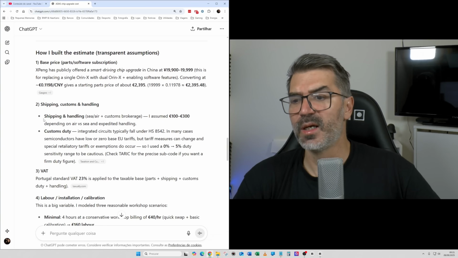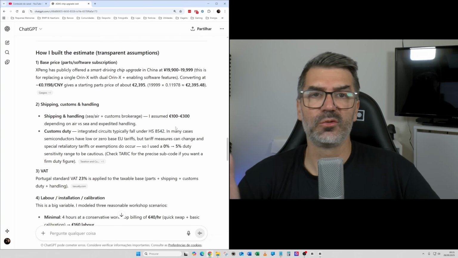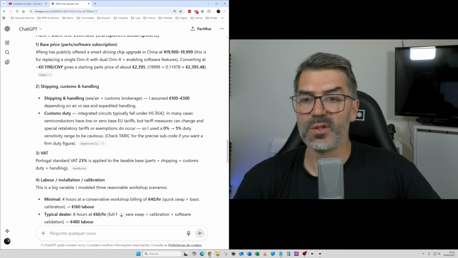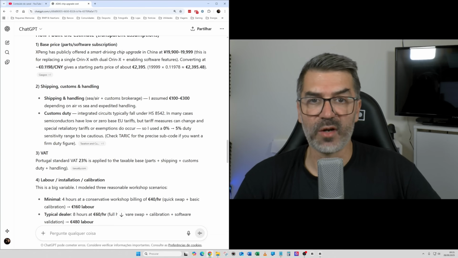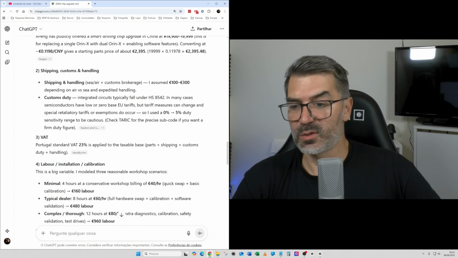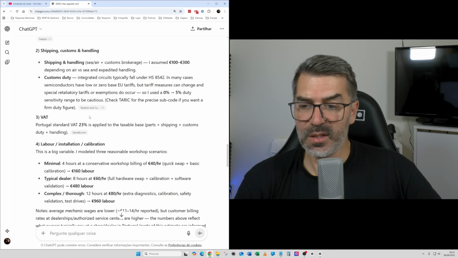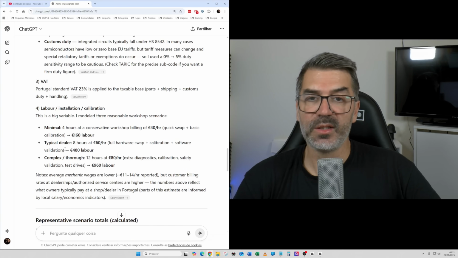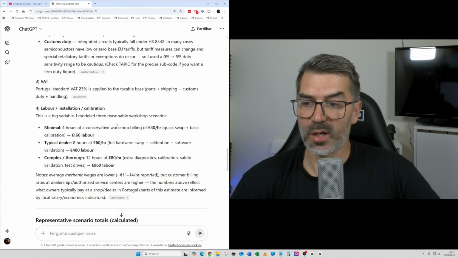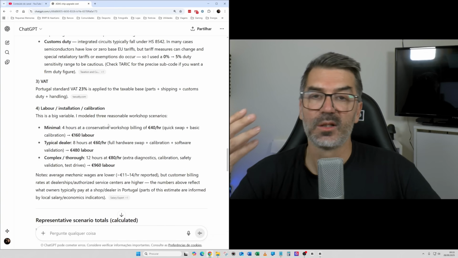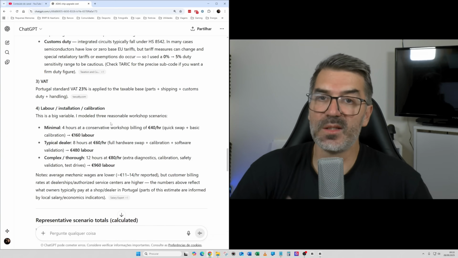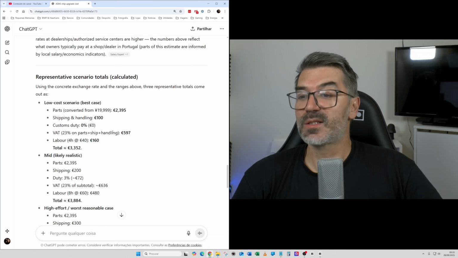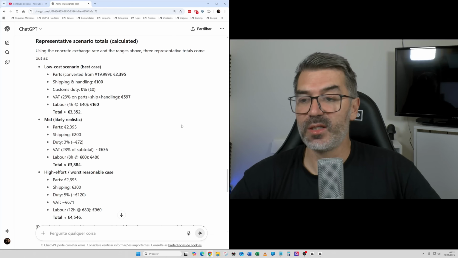Shipping, customs and handling: shipping and handling could cost between 100 and 300 euros, depending on whether it's coming by air or sea. Then customs duty is calculated between 0 and 5% on the price of the chip. Then he applies the VAT, the consumption tax, 23% here in Portugal. And then he calculates three levels of labor: minimum 4 hours, typical dealer 8 hours, complex 12 hours, depending on the complexity of executing this service. So let's go here. He finally calculates three levels.